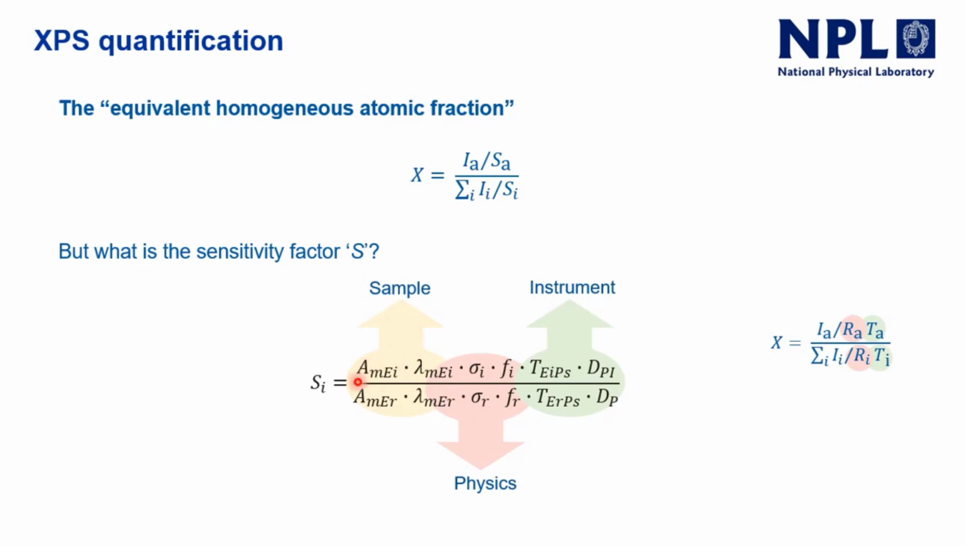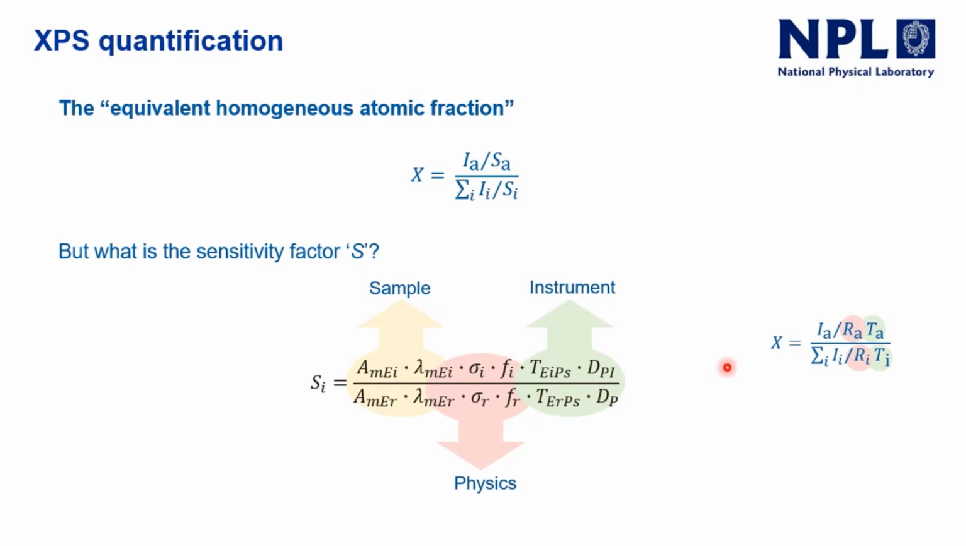So the sample contributes something I've put as A. That's to do with elastic scattering mostly, and part of the inelastic mean free path. So the inelastic mean free path varies both with the energy of the electron, but also with the material. And then you have some physics. So that's the energy of the electron, part of the mean free path, the sensitivity, the photoionization cross section, some angular emission factor for each of the different subshells, and then the instrument is a transmission function and a detection efficiency. So all of these things are important.